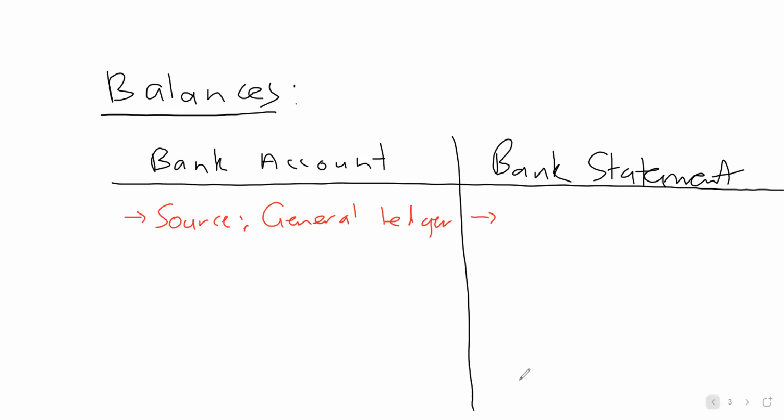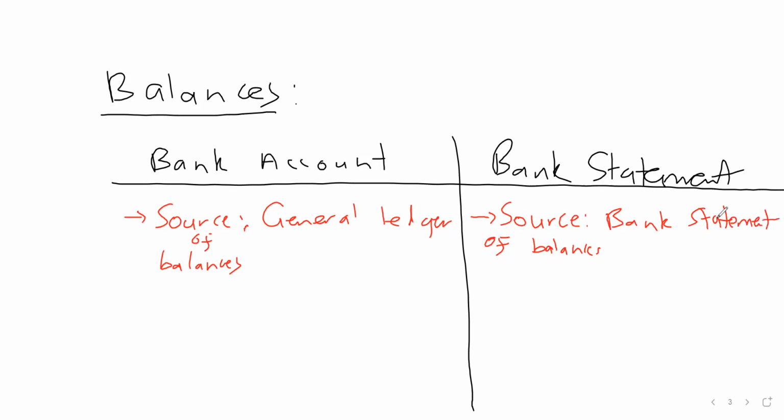Now, what about the bank statement? What is the source of information for the balance according to the bank statement? It's simple. You get the balance on the bank statement itself. That's where the balance will come from. So here I'm simply saying source of balances. That's what I'm trying to show you. So the source of the balance for the bank account is coming from the general ledger. The source of the balance for the bank statement comes from the bank statement itself.